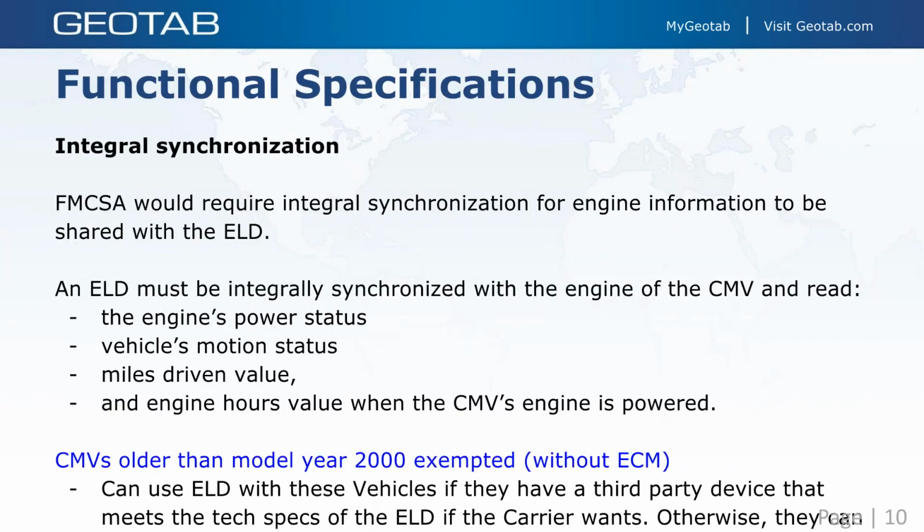Integrally synchronized. So I kind of dug into this before. What that means is we need to be able to read the engine's power status, vehicle's motion status, miles driven, and engine hours. And this is something the telematics device, the black box, the Go device already does. CMVs older than model year 2000 are exempted.